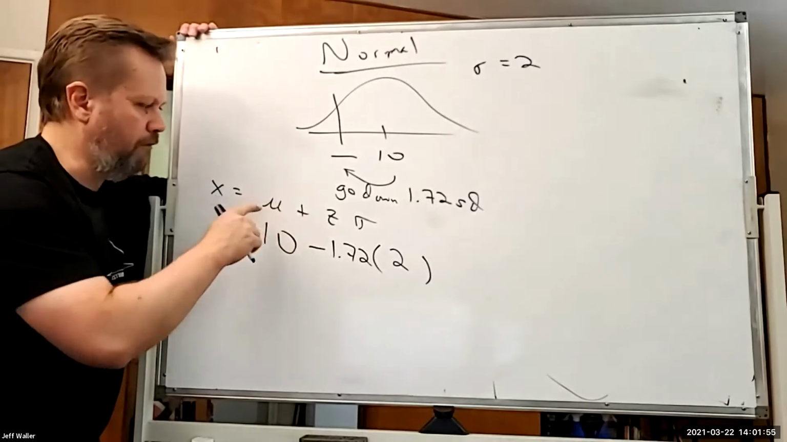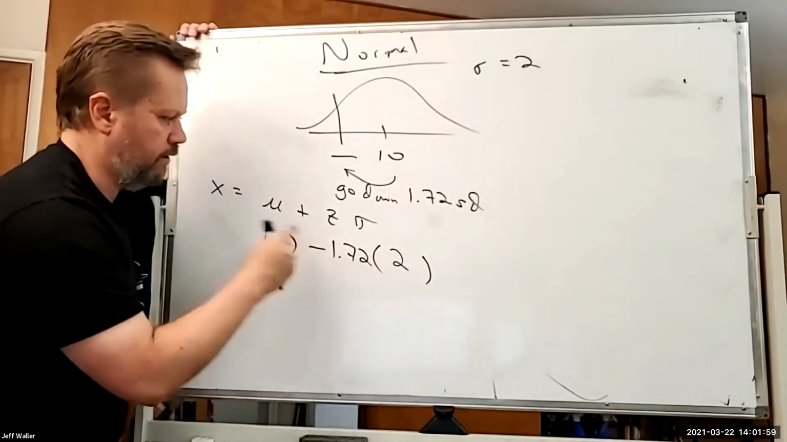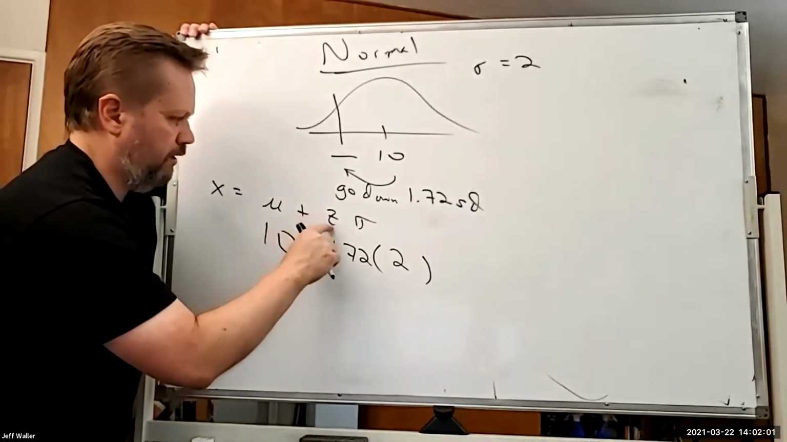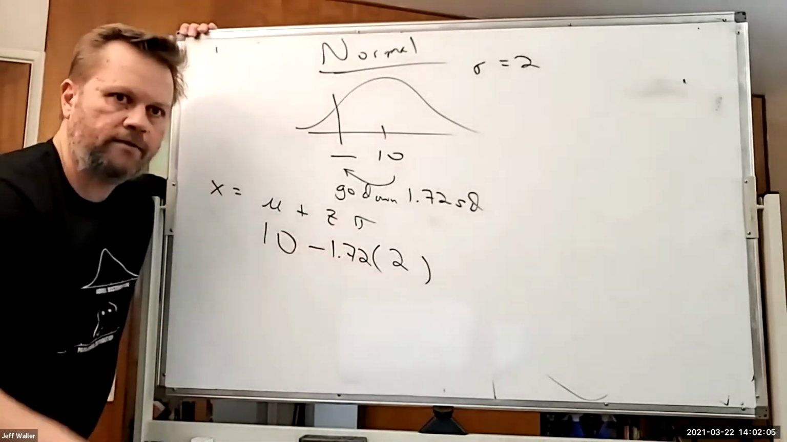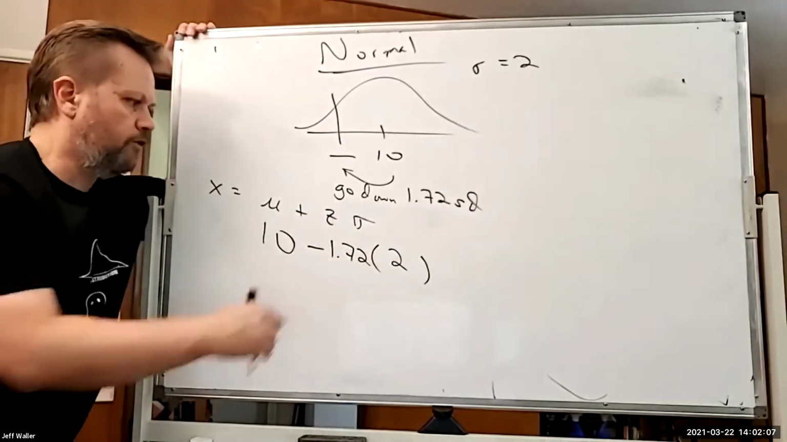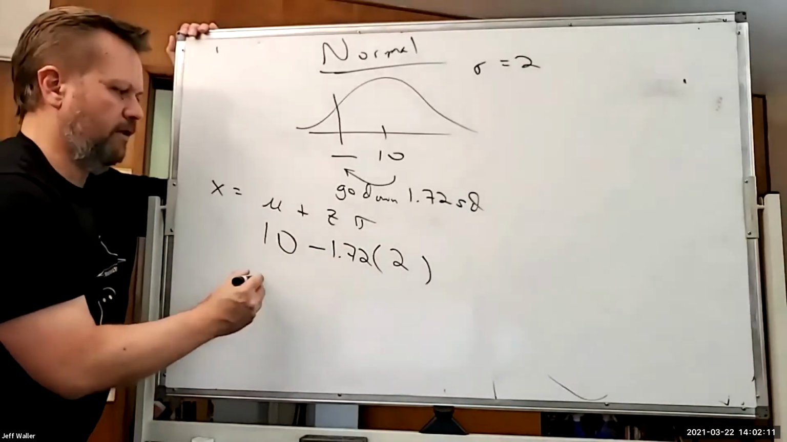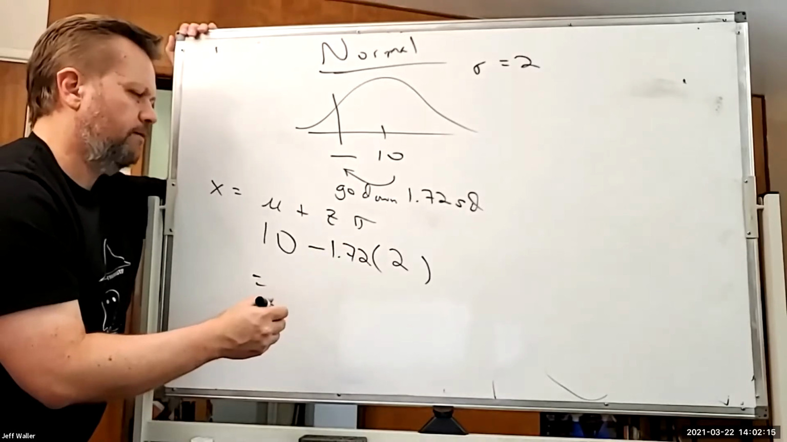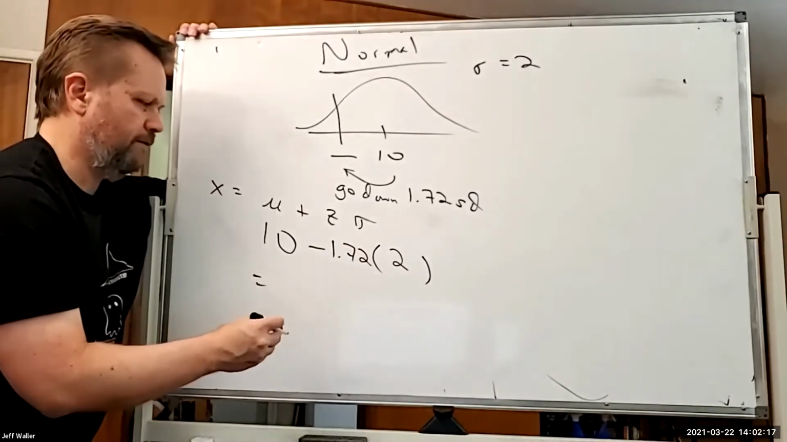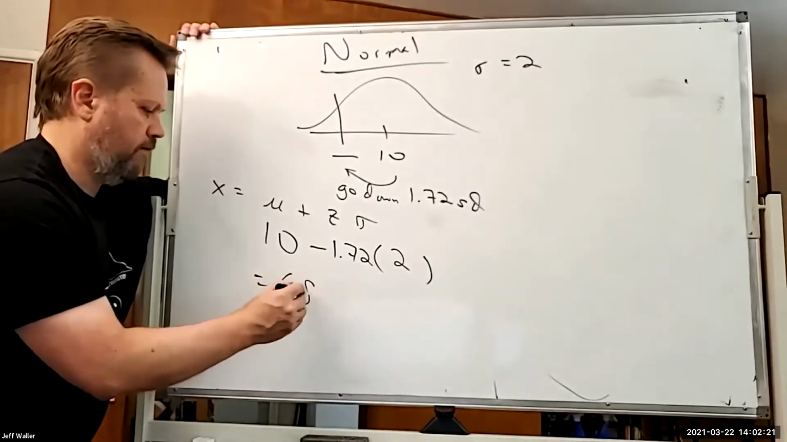So again, the formula is nice, but it's actually more than I need. It just makes sense. Start here, go down this many of these. Start here, go down this many of these. That's all that means. So it goes right along with the main idea of z-scores. Then you get, I think it's 6.56. Is that right? That's what I got.